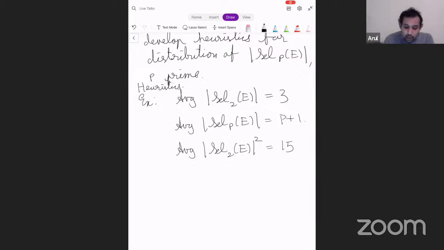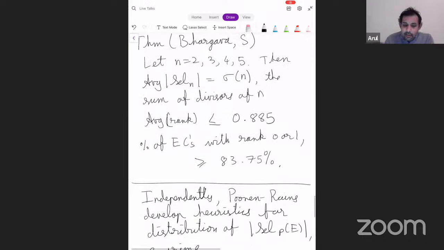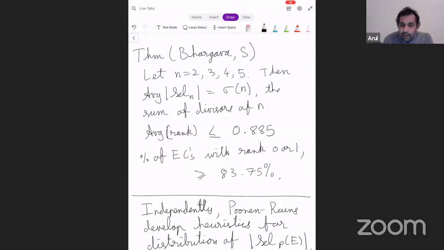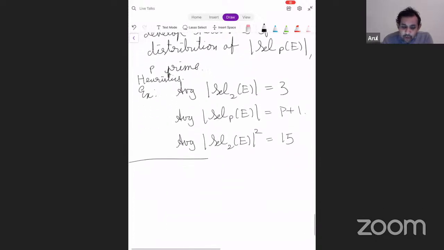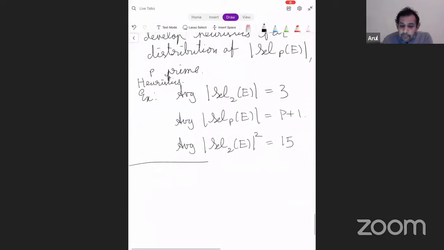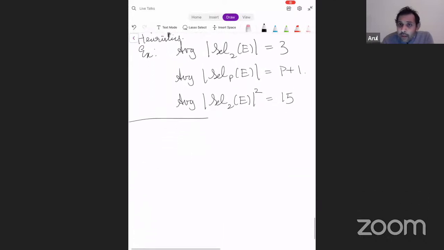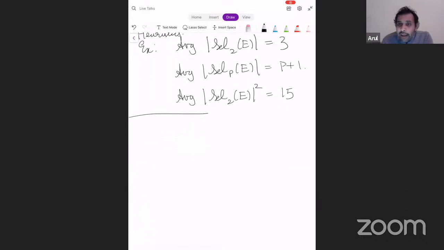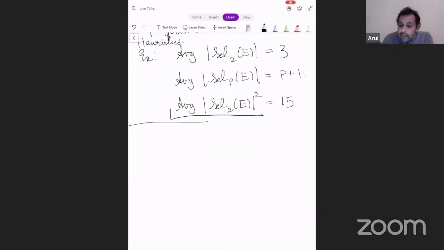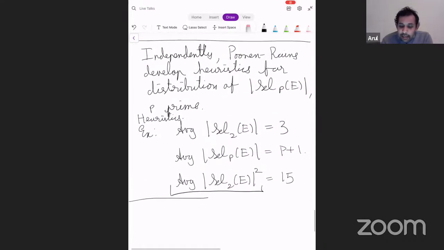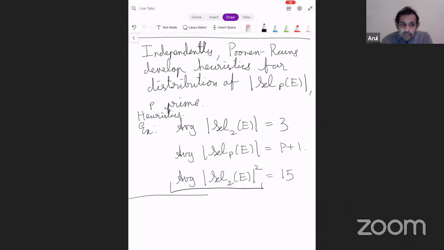But I should point out that other than these four results, computing the average size, the first moment, for n equals 2, 3, 4, and 5, there are no other results that are currently known. And in fact, before the result that I'm going to talk about just now, no second moment has even been shown to be finite so far. So a priori, this could just be infinite. We don't even know that it converges, even though Poonen and Rains predict that it does exist and is in fact 15.